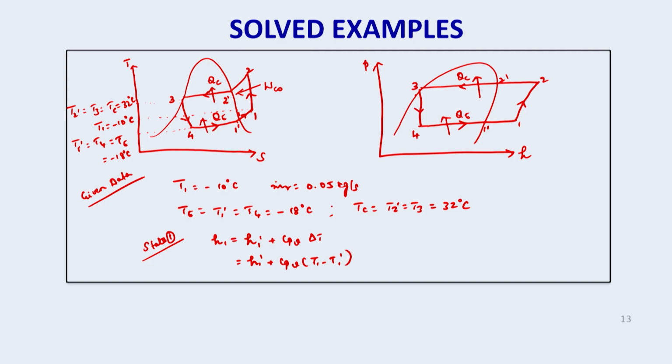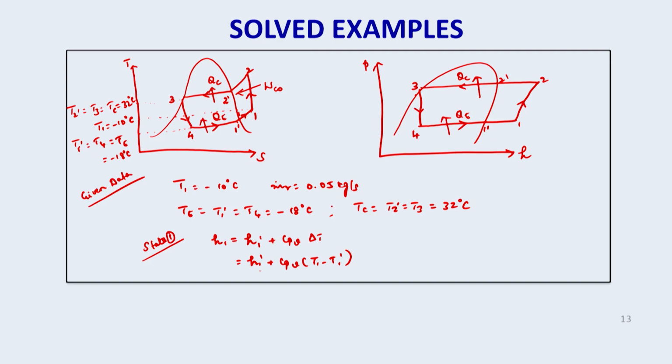T1 is given, the refrigerant is heated to a superheated state to a temperature of minus 10. T1 is minus 10. T1 dash is nothing but the evaporator temperature, because 1 dash to 4 is an isothermal line. That is corresponding to evaporator temperature of minus 18. So both the temperatures are known. Since both the temperatures are known, we can find out the Cp of vapor, specific heat capacity of vapor, for the average of the temperatures of T1 and T1 dash.